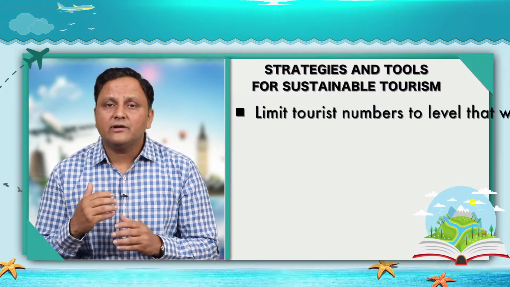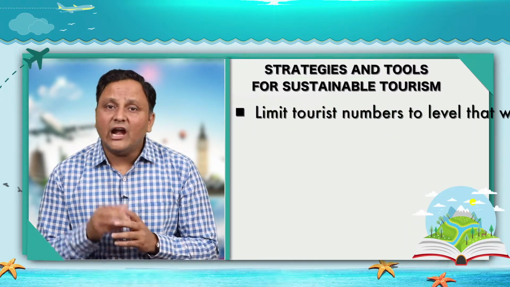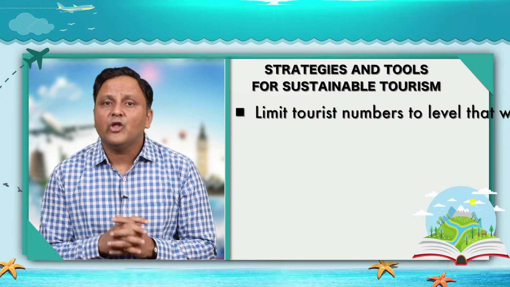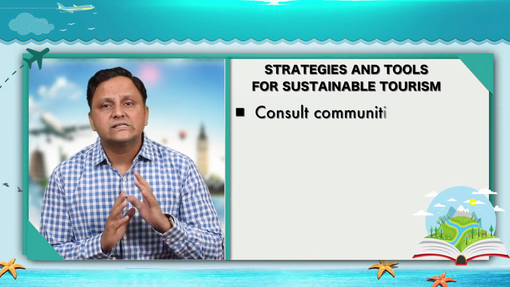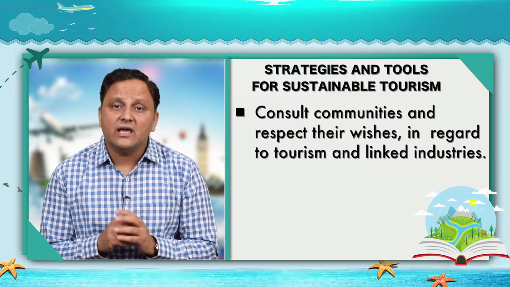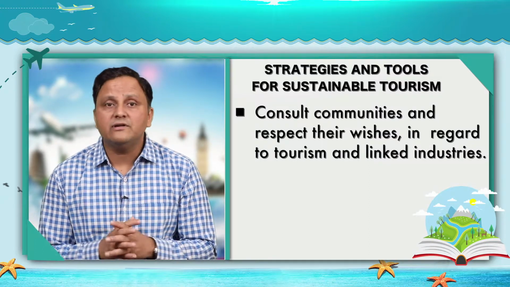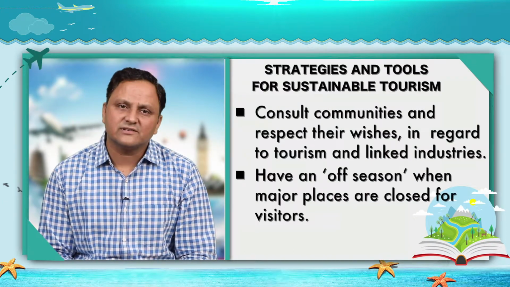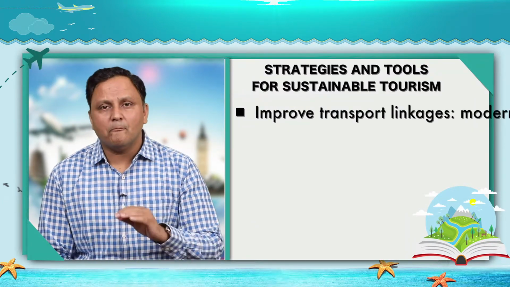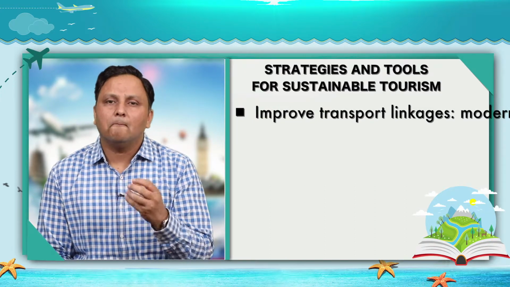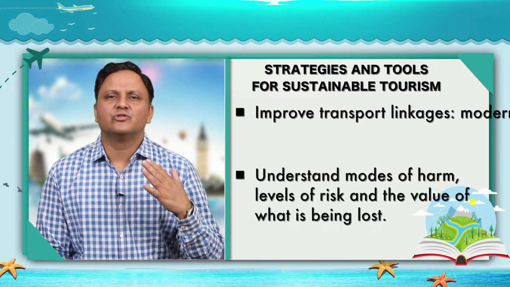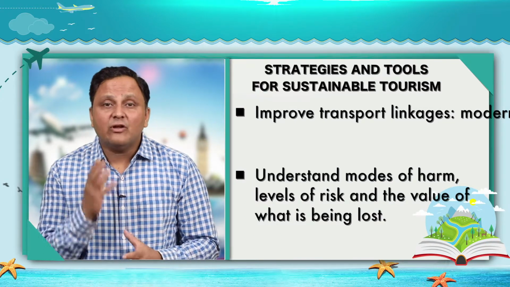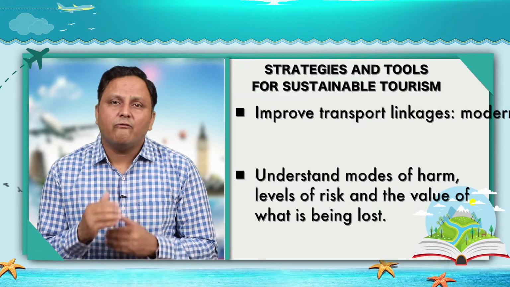sustainability. Limit tourist numbers to a level that would not disturb the natural system or communities in an area. Consult communities and respect their wishes in regard to tourism and linked industries. Have an off season when major places are closed for visitors. Improve transport linkages; modern modes are likely to be much more green. Understand modes of harm, level of risk, and the value of what is being lost. What are the current and future trends?